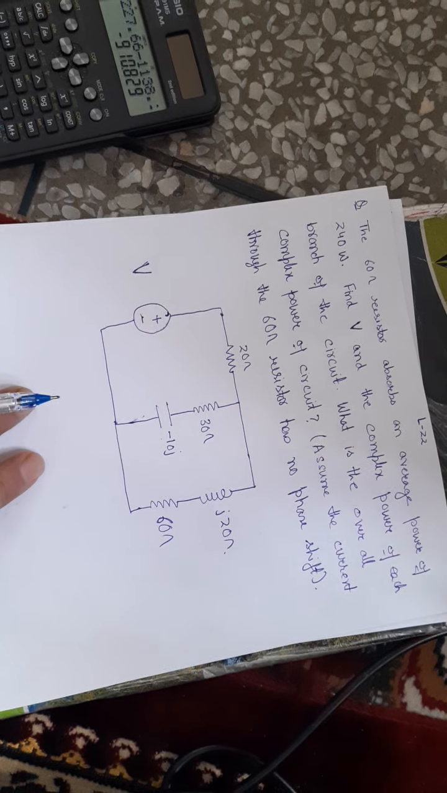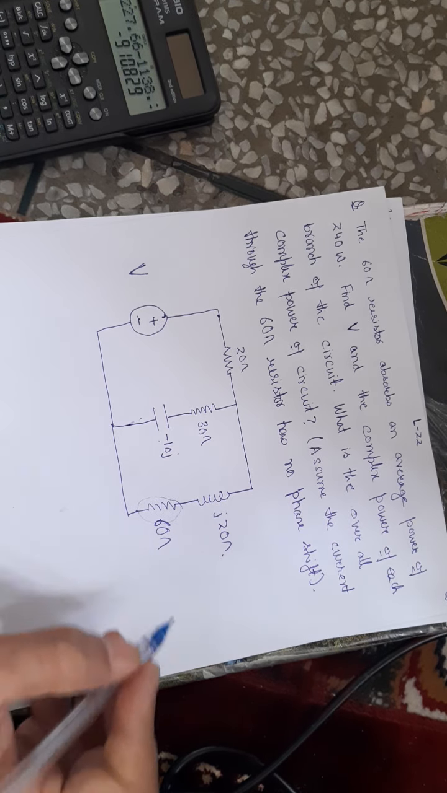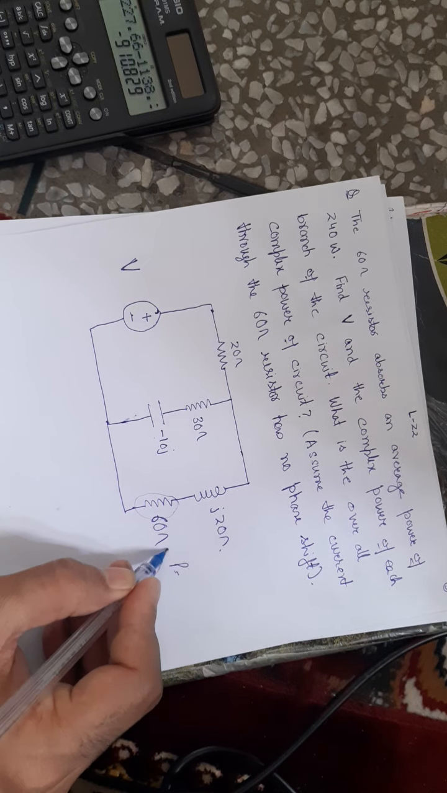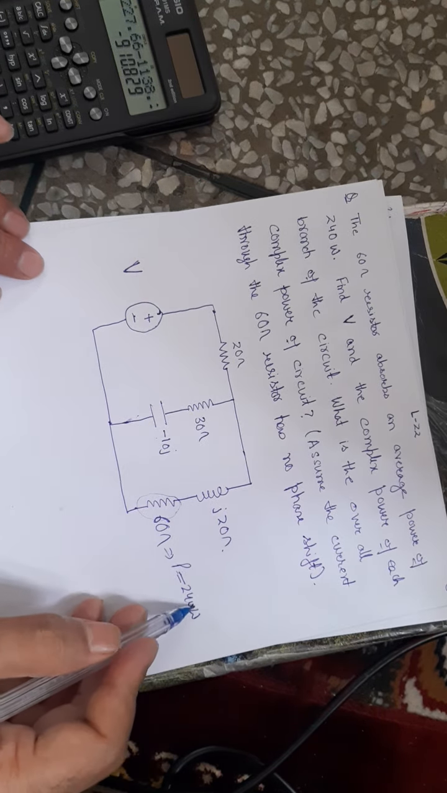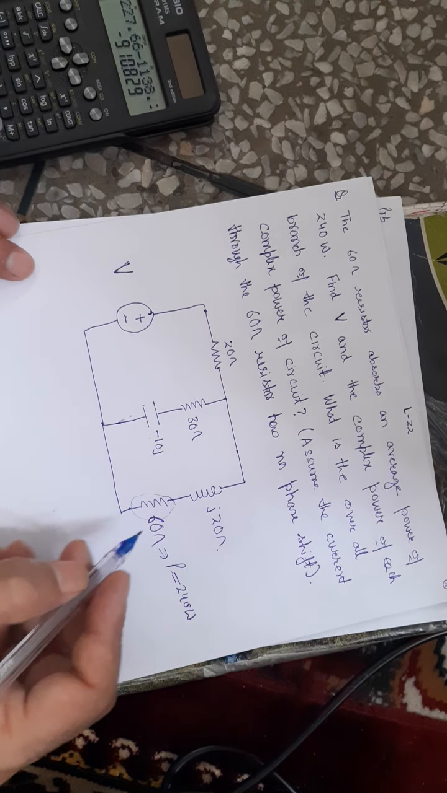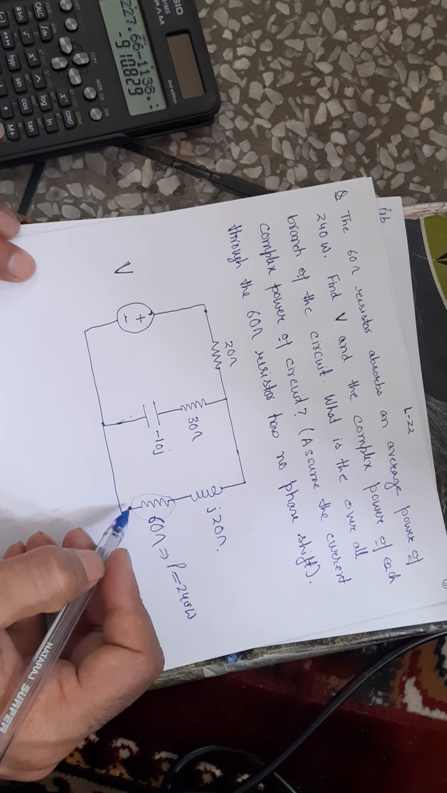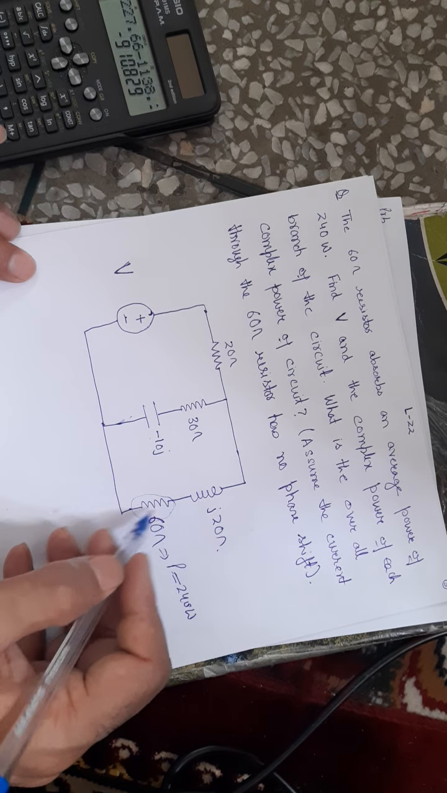So what are we given in the question? We are given that the power dissipation in this resistor is 240 watt, and it is also given to assume that the current in this resistor has no phase shift, meaning whatever is the phase of the voltage across this resistor, the same will be the phase of the current.